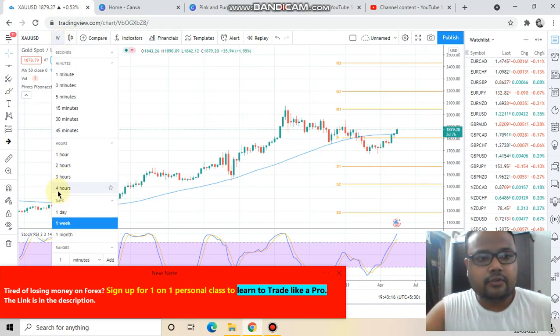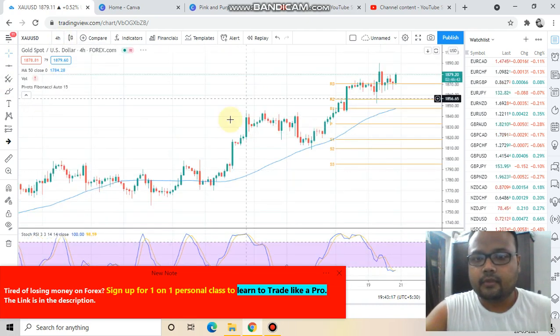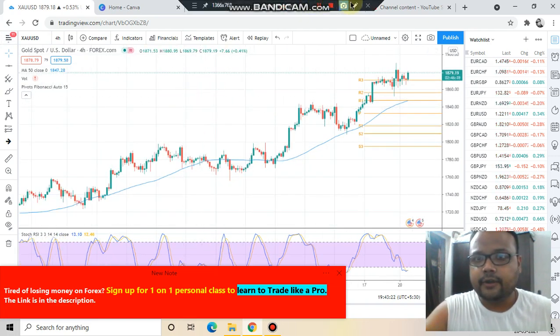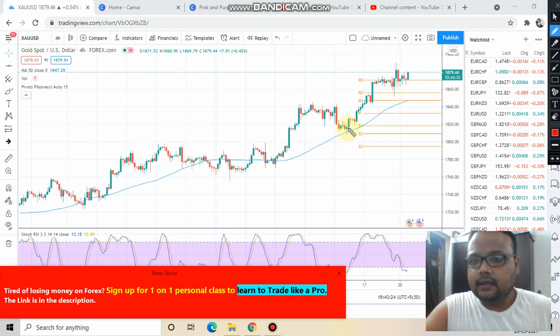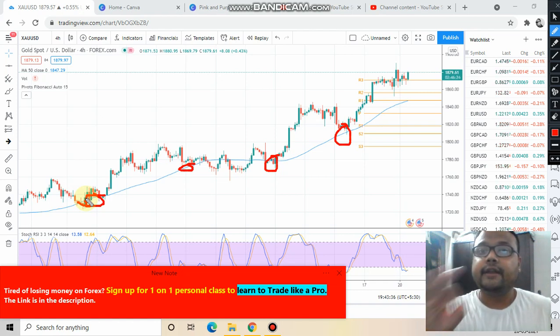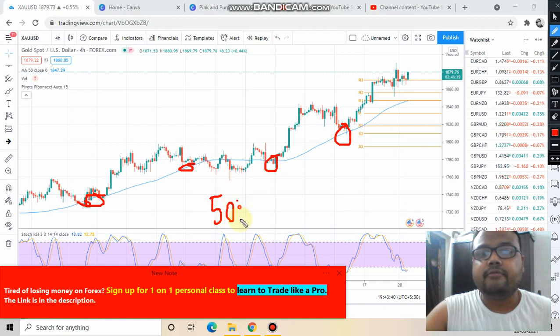Now let's switch to the 4 hours time frame and see. As I've already mentioned, market is in uptrend. We can see that market is trading support at the 50 moving average. On numerous instances, market has taken support at the 50 moving average, and 50 moving average has also provided the required support. Therefore, we can consider 50 moving average is a valid support.